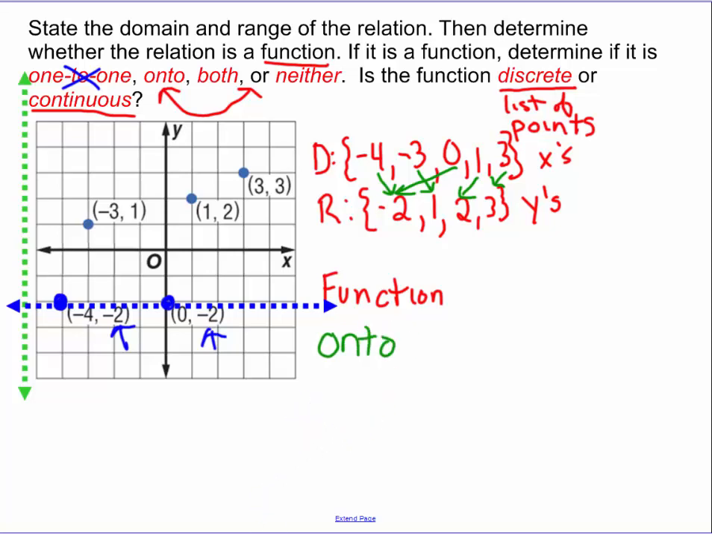Okay, now we need to figure out whether it's discrete or continuous. Since this is a list of points, it's not any lines that go through our function. It is discrete. It's just a list of points.